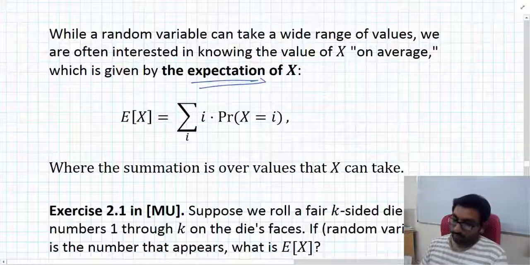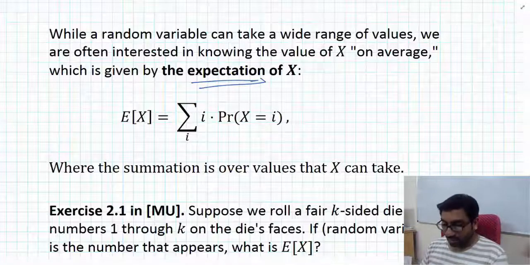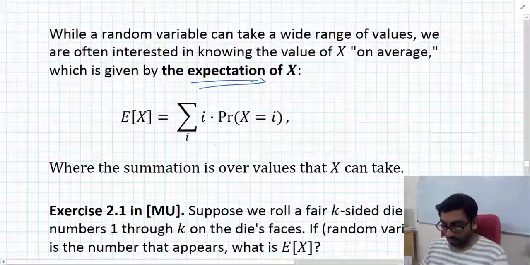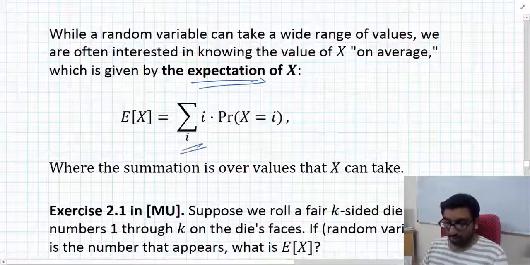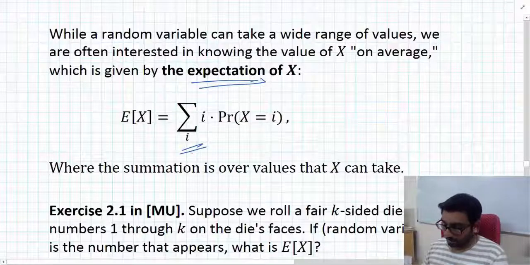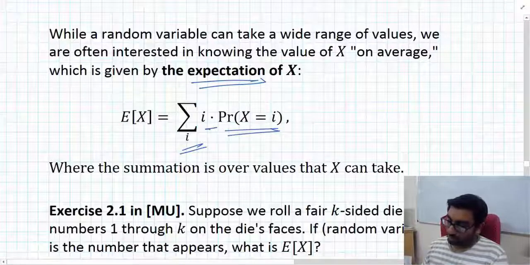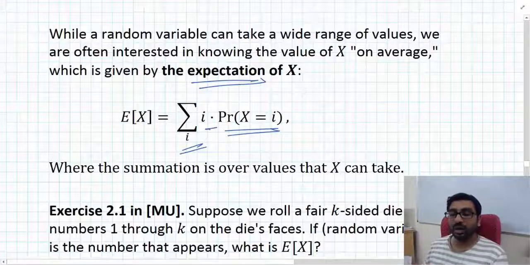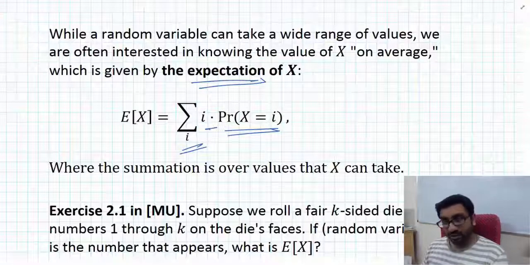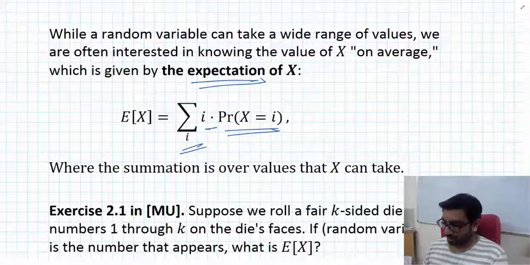So let's say X is a random variable. The expectation of X is given by the weighted average. It's the summation over all i, where i ranges over the values that X can take, of i times the probability that X actually takes the value i. So this summation gives us an understanding of the average value that X will take.